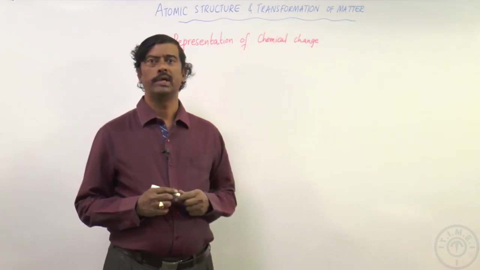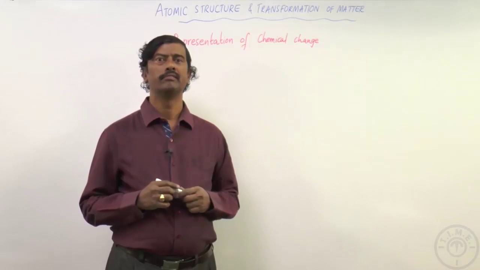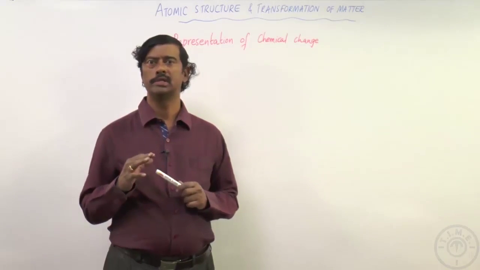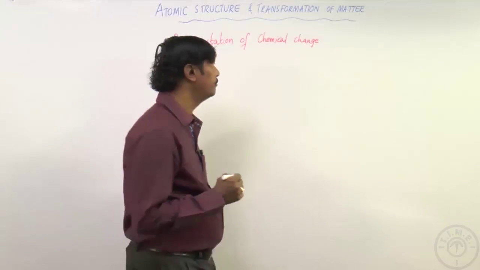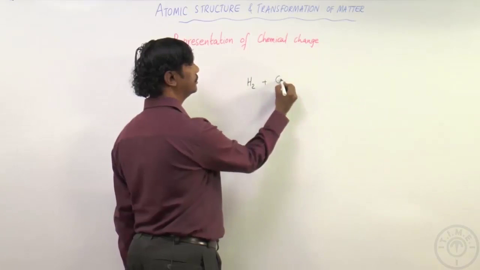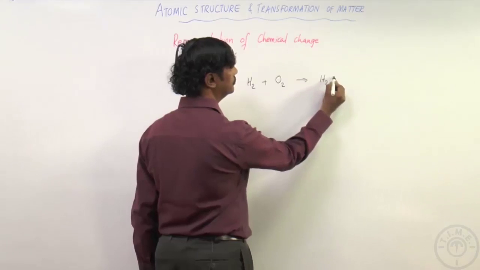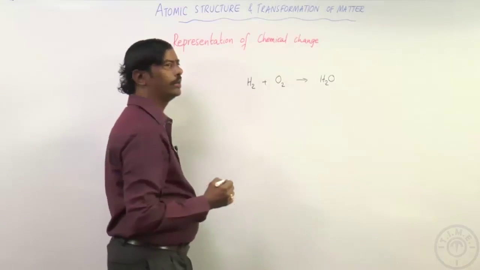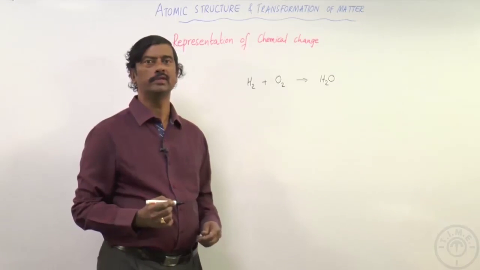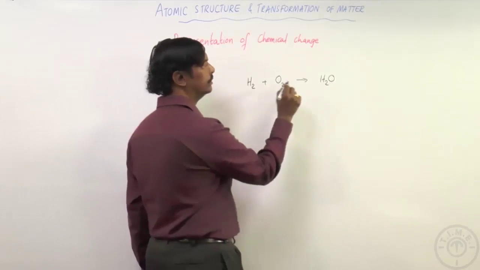Now, how to represent a chemical change? A chemical reaction has taken place and the starting material and the end product are not the same. For example, we may have hydrogen taking up oxygen to become water. So, water is definitely different from hydrogen and oxygen. Hydrogen and oxygen are gases, whereas water is a liquid. So, there is a change in the substance.